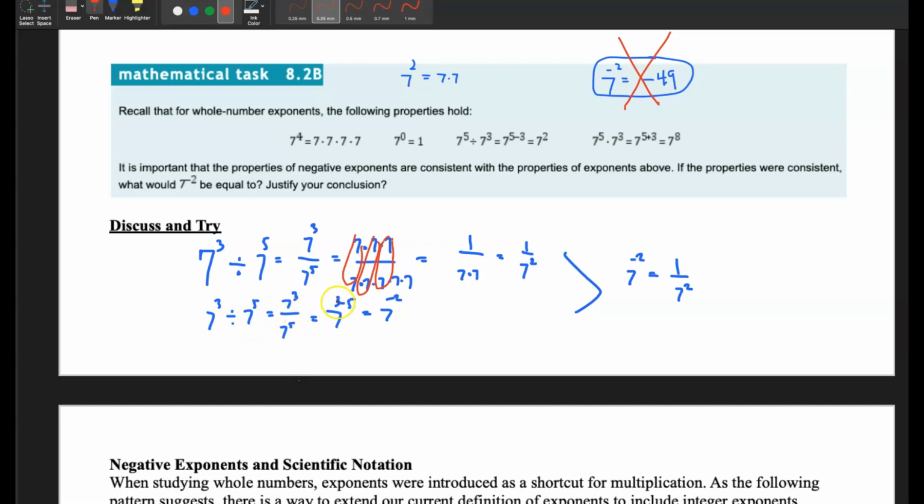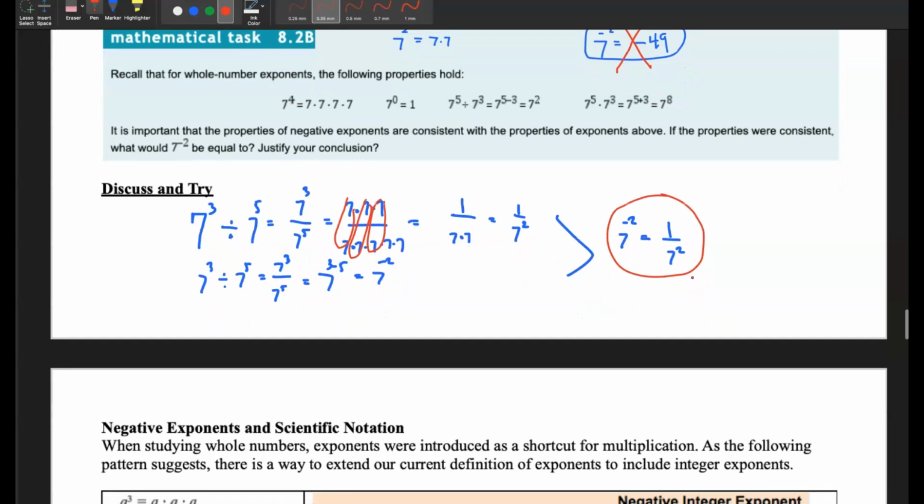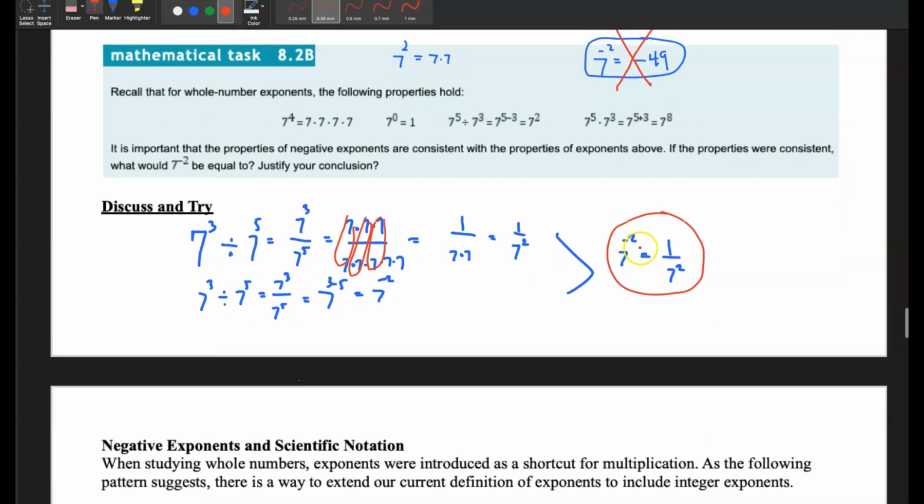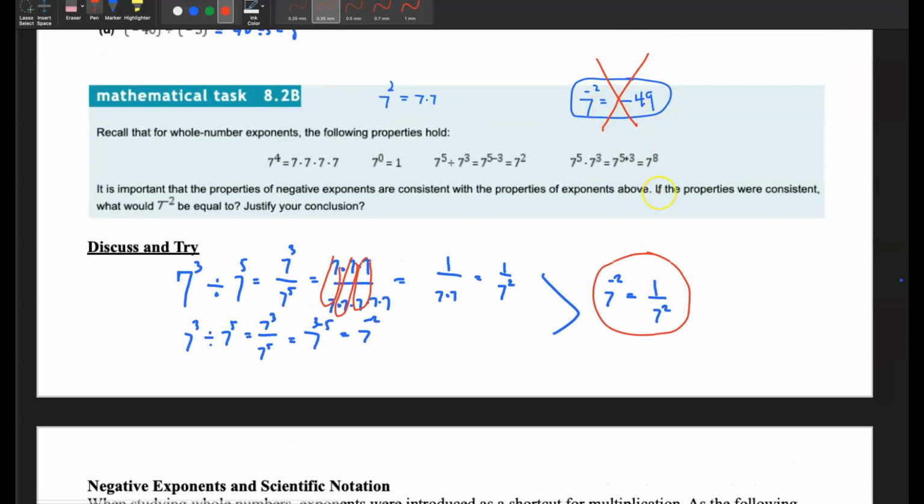Now if you think about our rules of exponents, 7 cubed divided by 7 to the power of 5 is 7 to the 3 minus 5, which is 7 to the -2. And that motivates a definition for negative exponents: they are the reciprocal of the positive exponent. So it doesn't equal -49. We now know that 7 to the -2 equals 1 over 49. And that comes from the transitive property: if this equals this and this equals this, then those two have to be equal to each other.